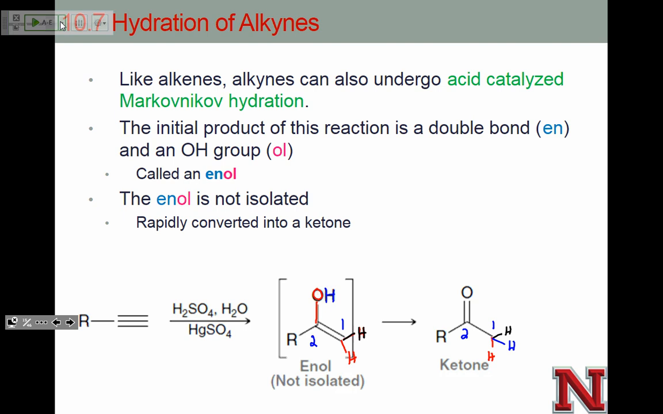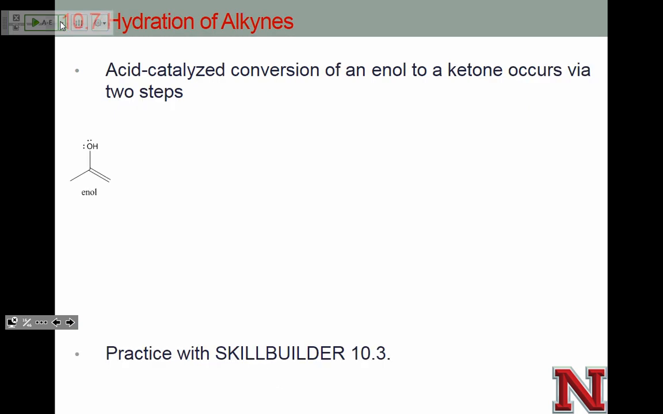Because if it's internal, we don't have any more or less substituting. So this is really only useful for terminal alkynes and alkynes that are highly symmetric. If they're not highly symmetric, then what we're going to get is a mixture of products. So looking at our acid-catalyzed conversion of our enol.